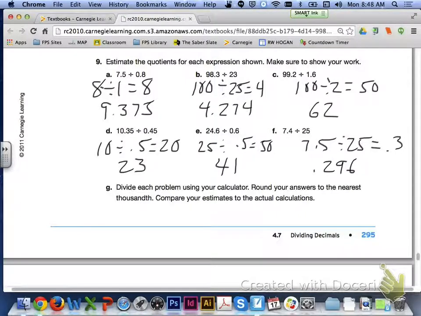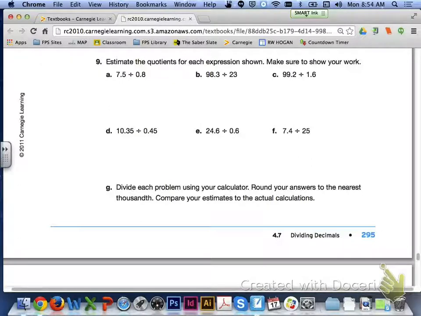Here is what the rest of your answers should look like. I went through and showed all of the work for letter A. That is what you should have been doing for B through F. For letter B, my estimate is 4, and my answer is 4 and 274 thousandths. For letter C, my estimate is 5, and my answer is 62. For letter D, my estimate is 20. My answer is 23. For letter E, my estimate is 50. My answer is 41. And for letter F, my estimate is 3/10, and my answer is 296 thousandths.